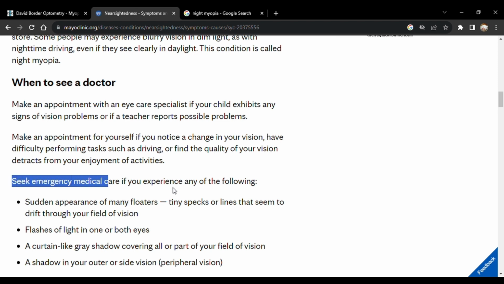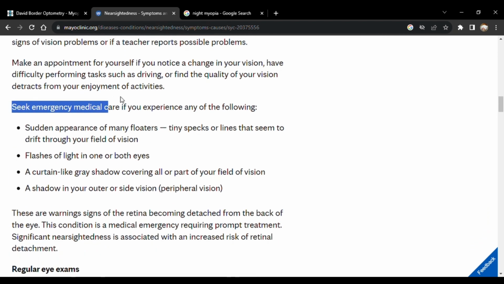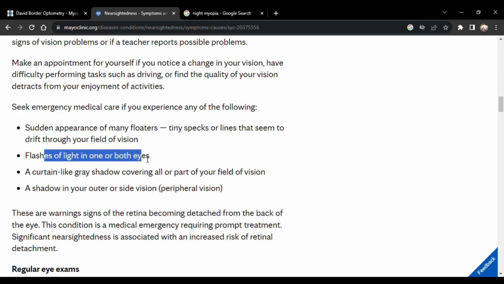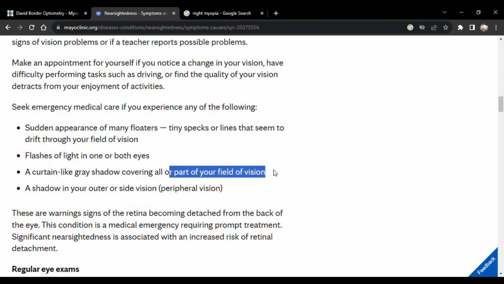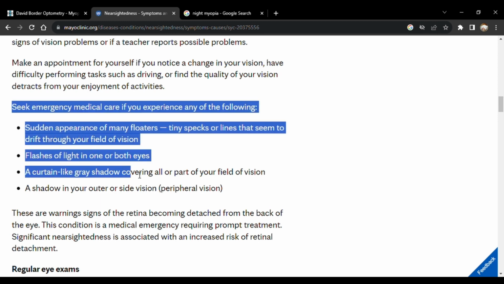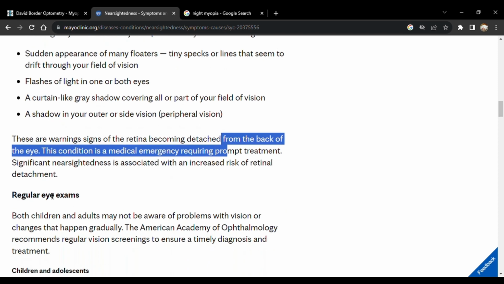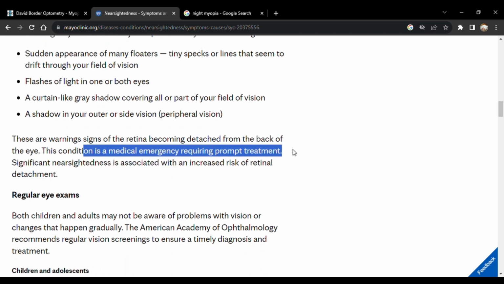A little bit separate from myopia here, emergency medical care. If you experience the following: all of a sudden you see a lot of floaters. Those are tiny specks or lines, or I say tiny little shadows, shapes of shadows that seem to drift through your field of vision. Flashes of light in one or both eyes. That could be something happening on the retina. Curtain-like gray shadow covering all or part of your field of vision. That sounds very ominous. Shadow in your outer or side vision. These here are signs of the retina becoming detached from the back. So this is a medical emergency requiring prompt treatment.